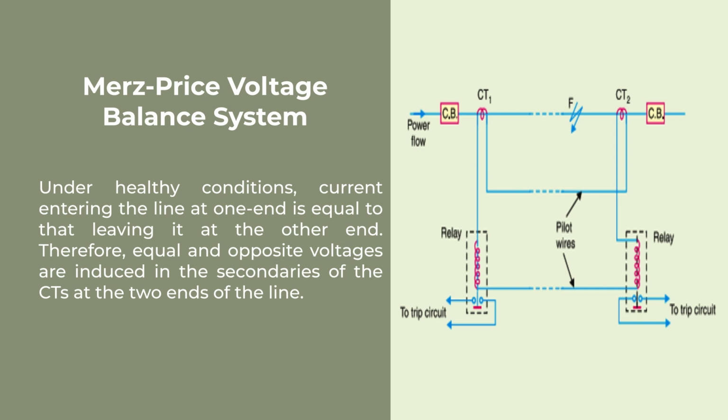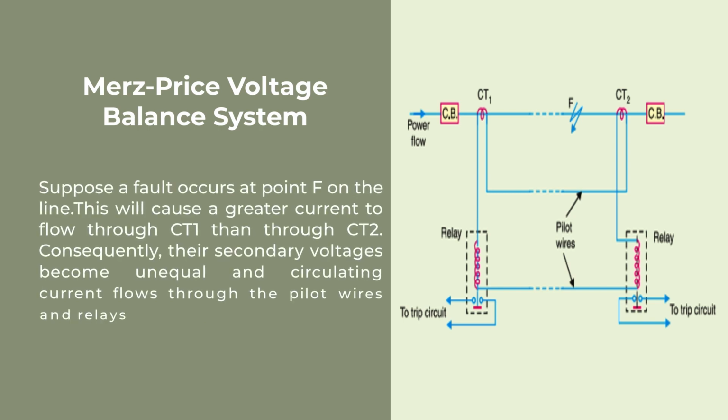Under healthy condition, the current entering the line at one end is equal to the current leaving it at the other end. Therefore, equal and opposite voltages are induced in the secondary of the CTs at both ends of the line, so that no current flows through the relay.